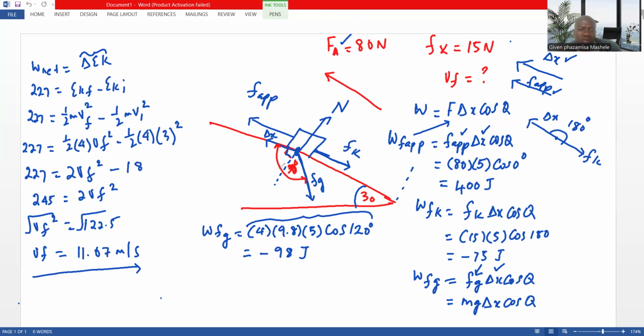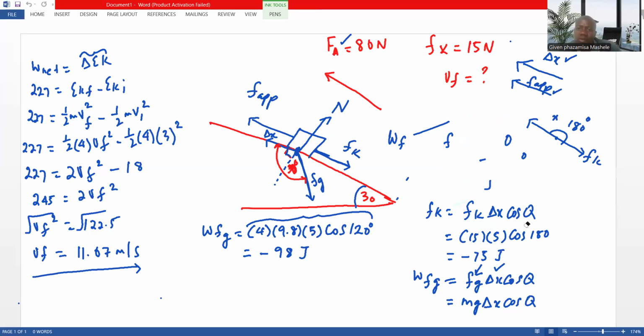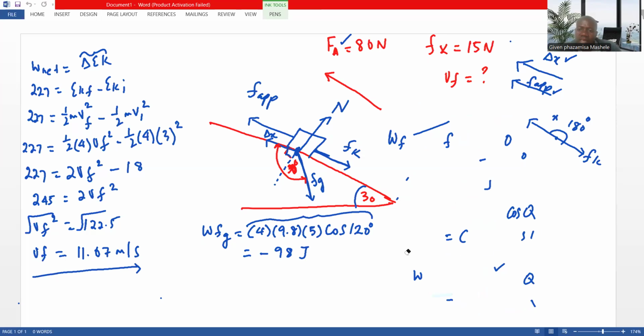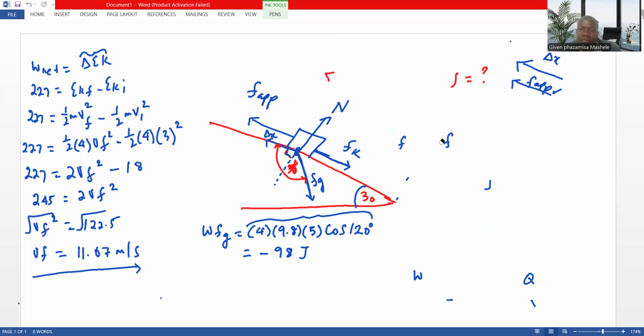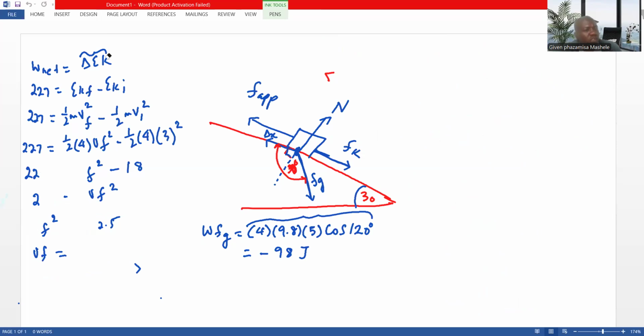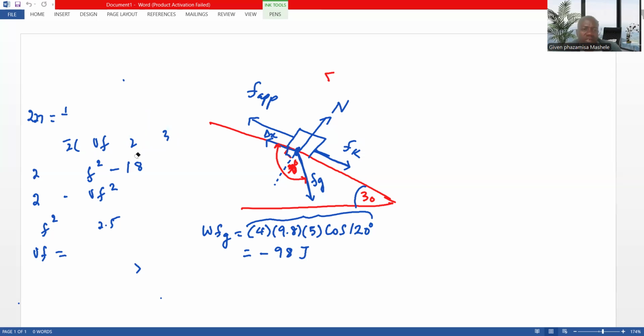So how about if we do not want to use the work-energy theorem? We can use the other formula. Let's use another method, just to check if the answer is the same. Remember, it's not about saying, I like this formula, I have to use it. It depends on the question. Sometimes the question is easier with the work-energy theorem, and sometimes it becomes easier with the other formula. So it's very important to know both of them.